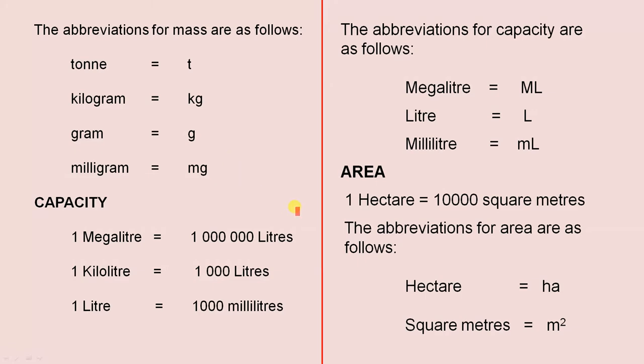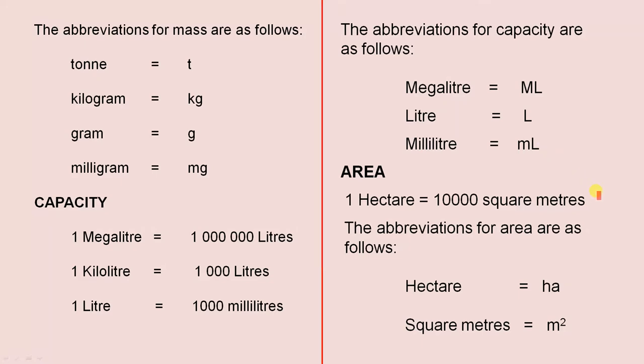With respect to capacity, 1 megalitre is 1,000,000 litres, 1 kilolitre is 1,000 litres, and 1 litre is 1,000 millilitres. The abbreviations for capacity are as follows. The megalitre is ML, the litre is L, and the millilitre is mL.